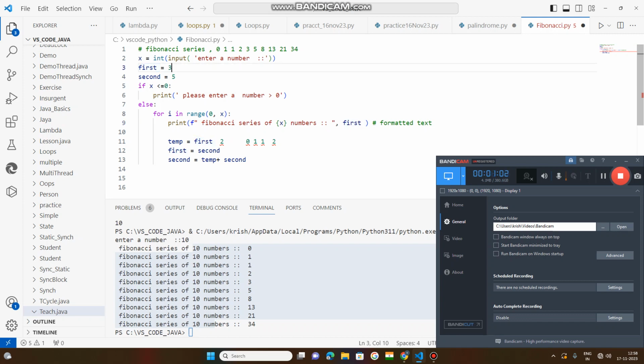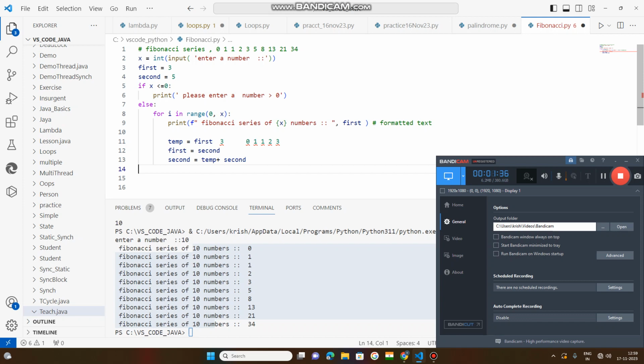So that will be what? That will be 3. 3 will be printed. Okay, next temporary holds the first value, 3 here. Now first is equal to second. First is equal to second means temp is equal to this value. Temporary stores here, temporary holds first value 3.